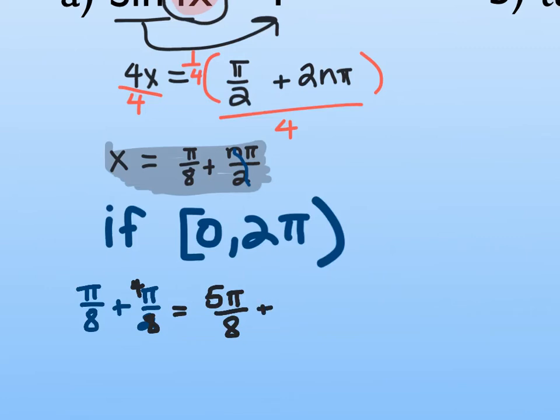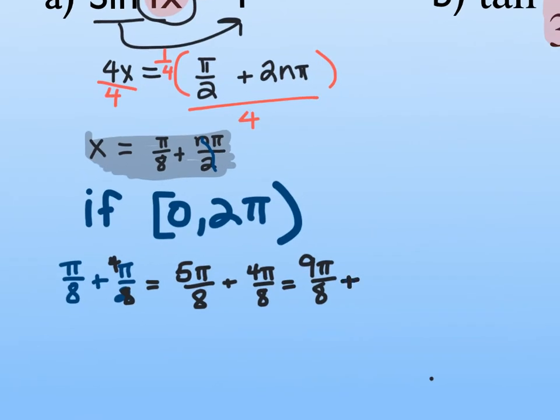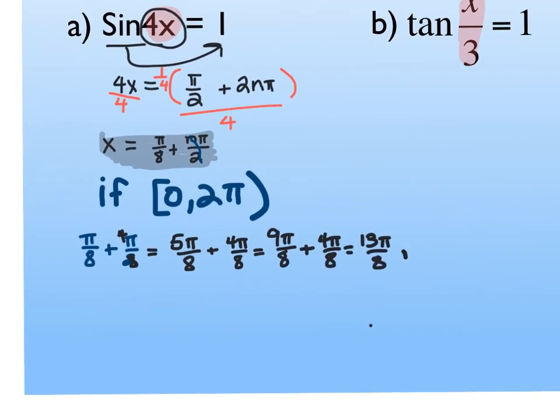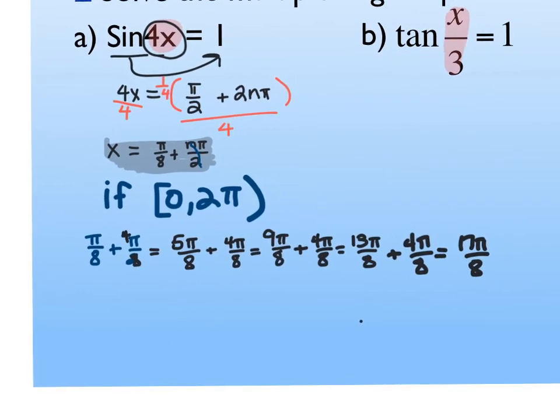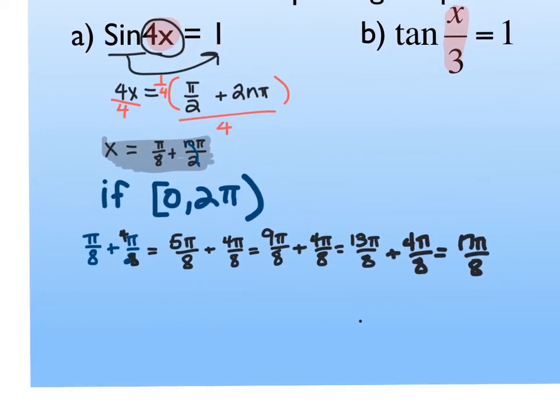Then I'm going to do it again, plus 4 pi over 8, and I get 9 pi over 8. Is that bigger than 2 pi? Nope, so I got to keep going. So then I'm going to add 4 pi over 8, and I get 13 pi over 8. Still not bigger than 2 pi. Got to keep going. 4 pi over 8. 17 pi over 8. That's bigger than 2 pi. So I know I'm done. The last one doesn't count. But all these other angles would be a part of my domain.